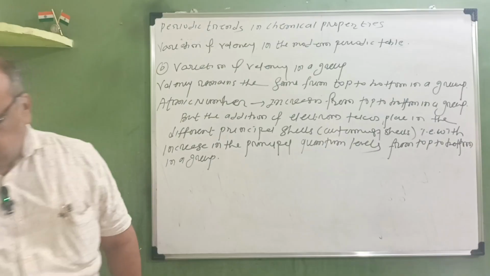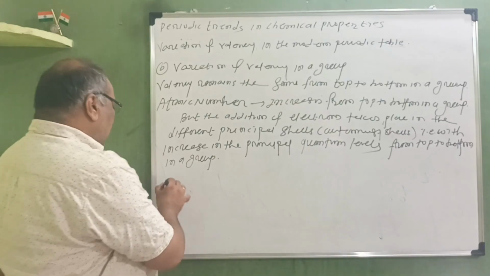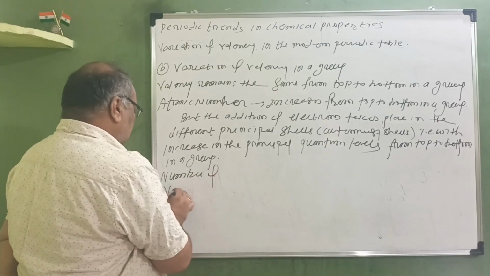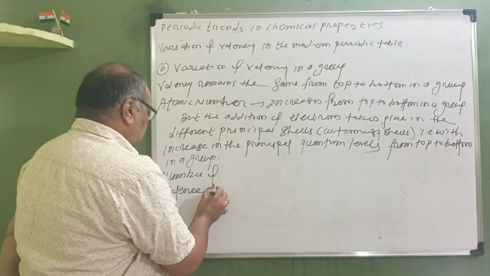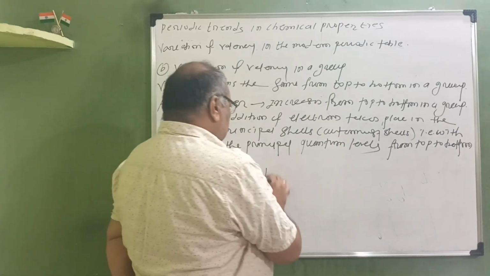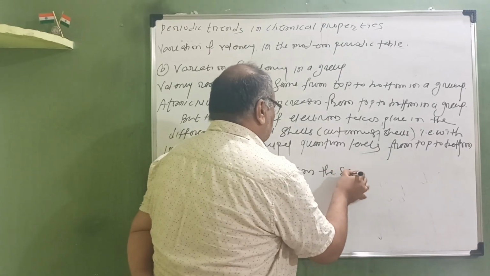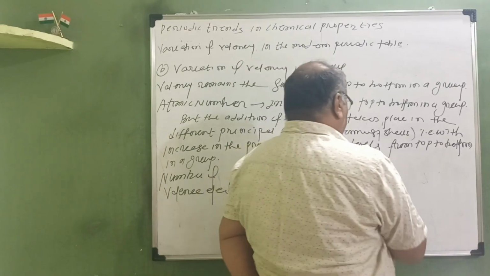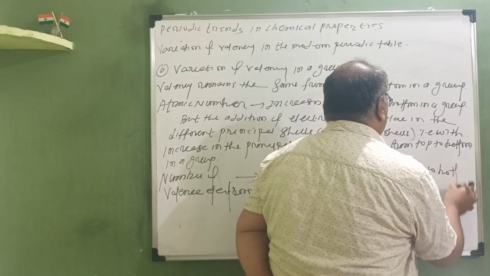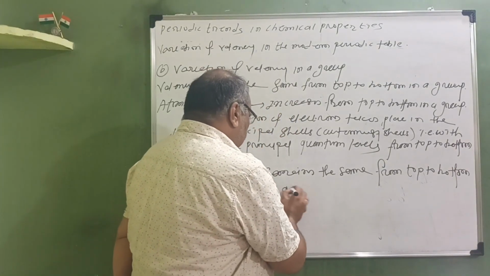That means here the number of valence electrons remains the same from top to bottom in a group.